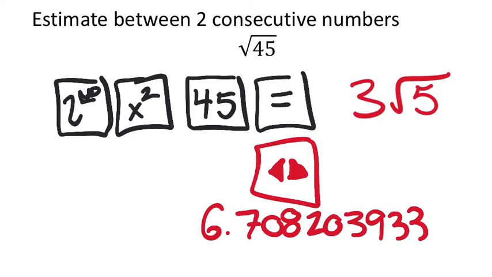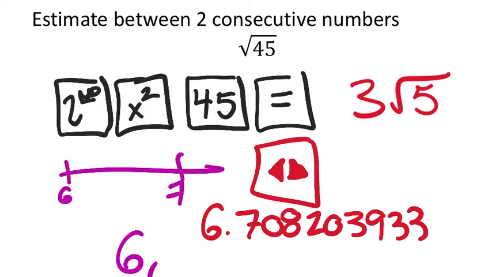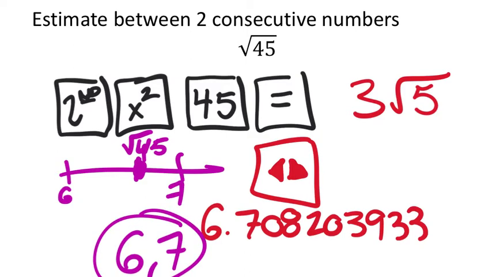But the question was, what two consecutive numbers is it between? It had to be between 6 and 7, right? Even if you're looking at a number line right here, there's 6 and 7. 6.7, about right there. So this would be the square root of 45. It's right between 6 and 7. Well, not right in the middle, but it's between.